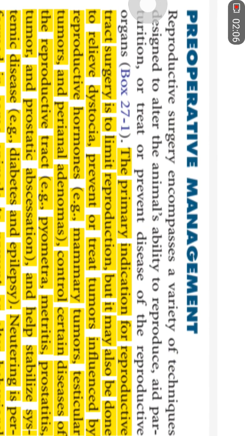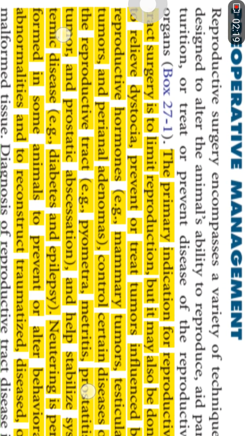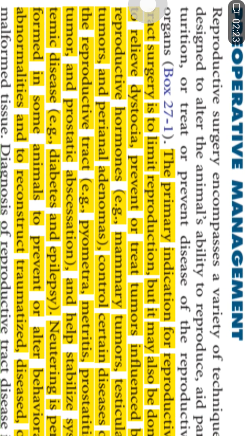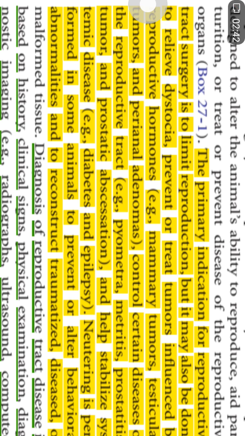So, surgery is indicated for a variety of reasons, and the most common reason for reproductive surgery is to limit reproduction. The owners of the animals usually want birth control, and they offer their animal for surgery just to control the reproduction. Similarly, reproductive surgery in females is recommended to relieve dystocia and to prevent tumors which are influenced by the androgens or certain reproductive hormones.